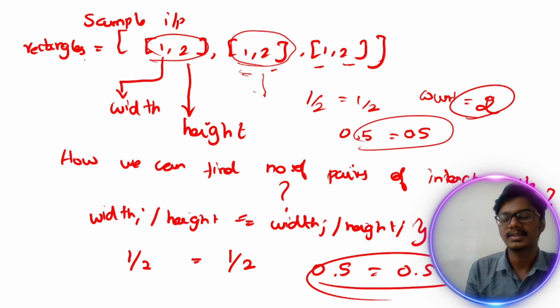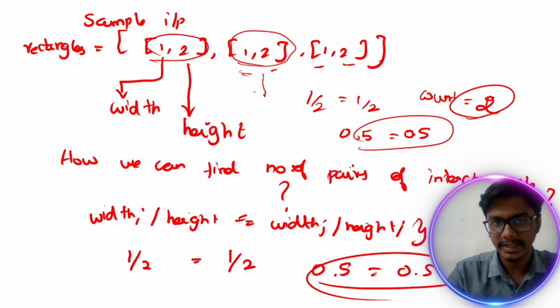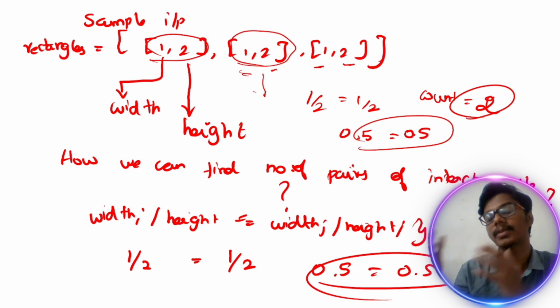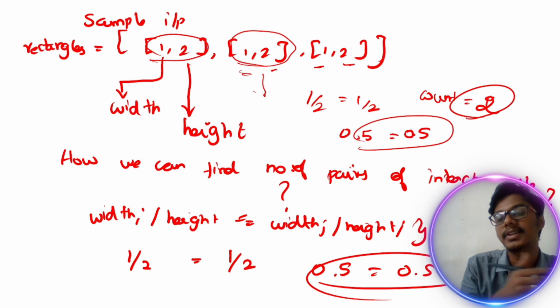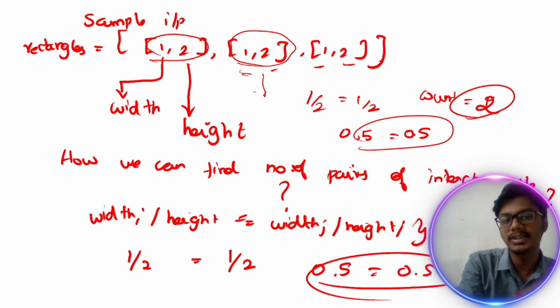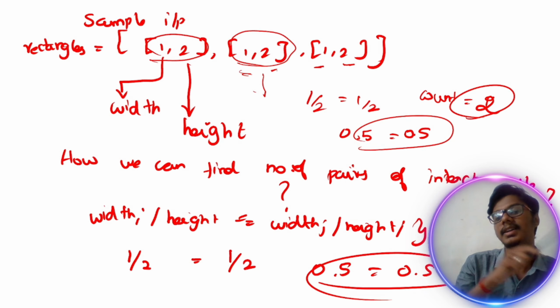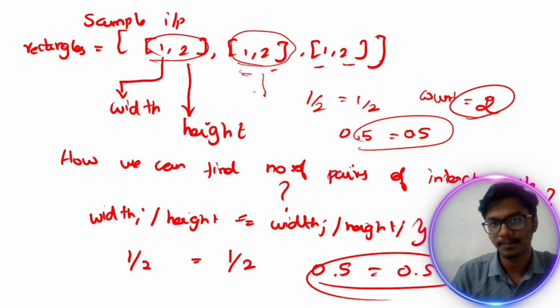The question is all about a 2D array. In this 2D array, we want to find how many pairs of interchangeable rectangles are available. We find whether rectangles are interchangeable like this: if we divide the width i by the height i, it should equal width j divided by height j. This is the formula.